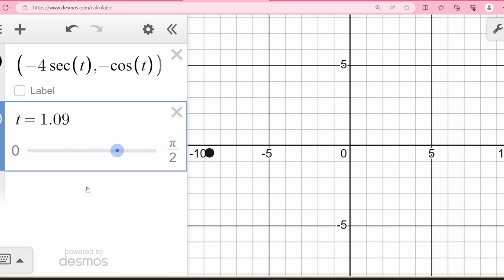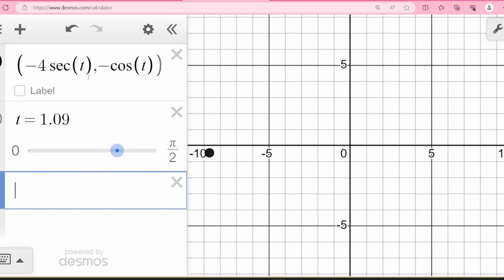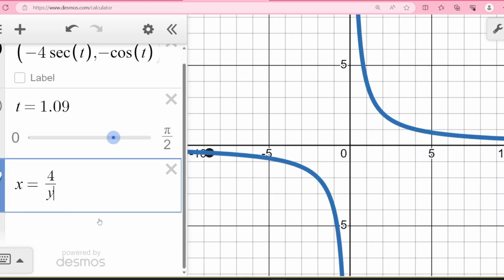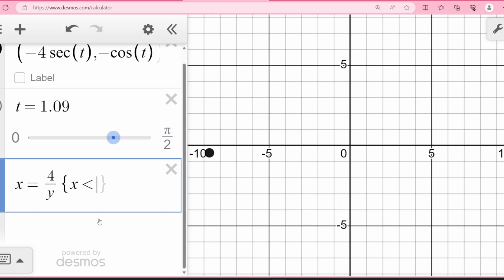Now, if I were to eliminate the parameter, we can actually see it moving on the curve. Remember secant is just a reciprocal of cosine. So if x is -4 secant t, that would mean that x is equal to -4 over cosine t, which is the opposite of y. So it's just x equals 4 over y, all right? But we can restrict things to where x is just less than or equal to -4. All right, so that's where we started, when x was -4 like this.